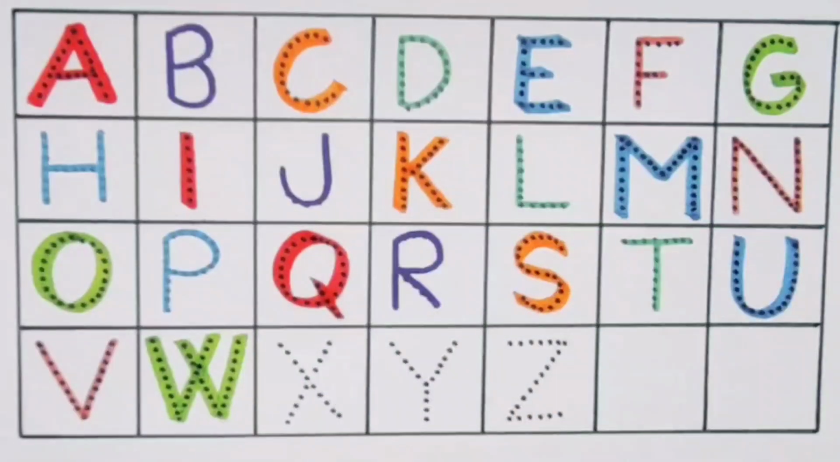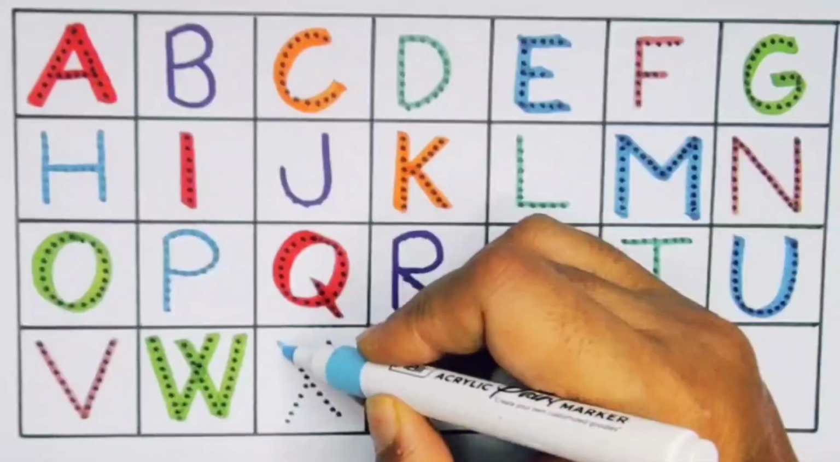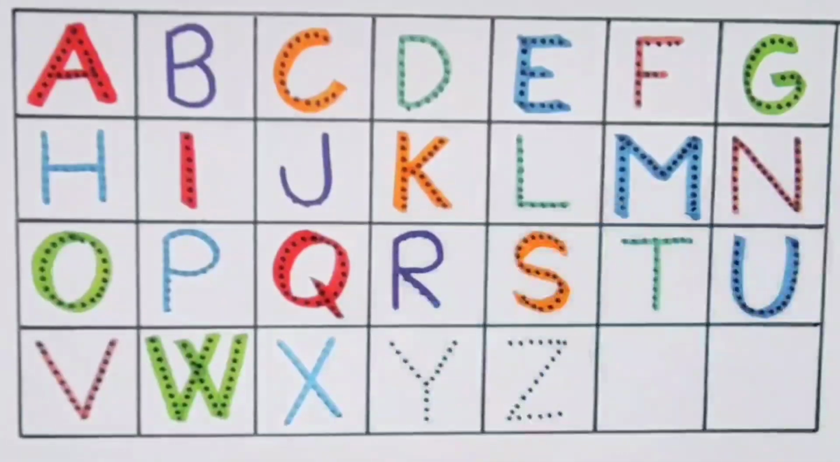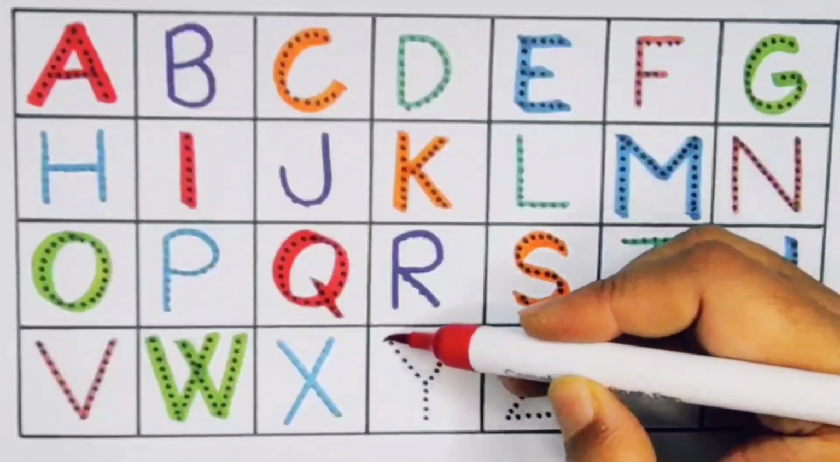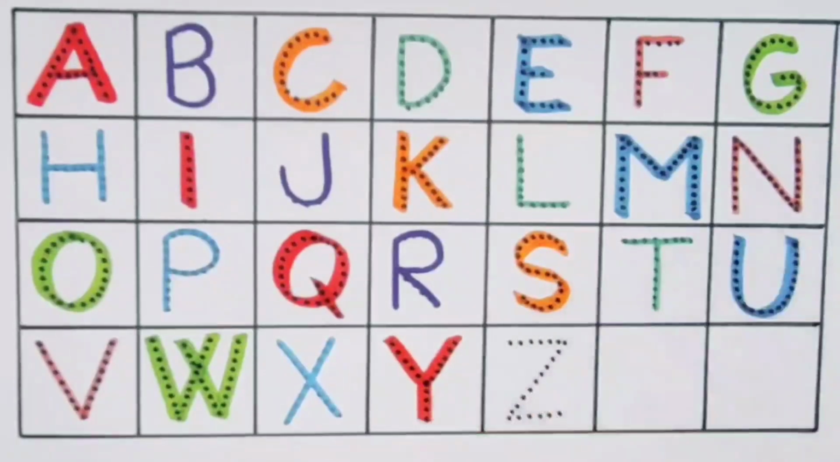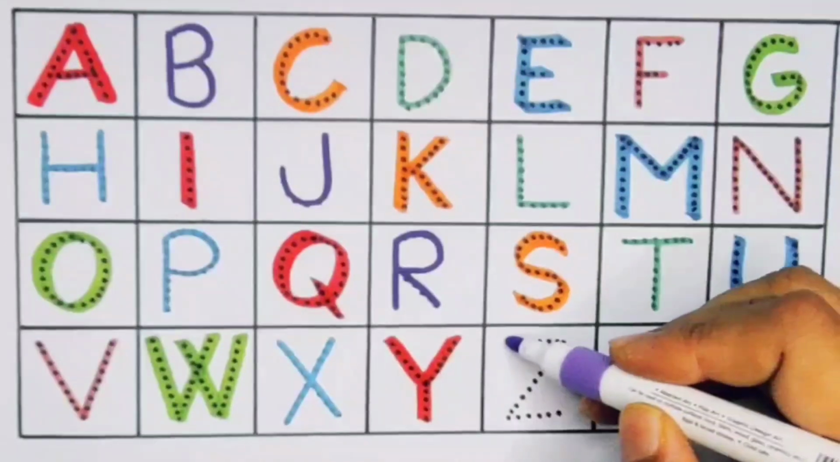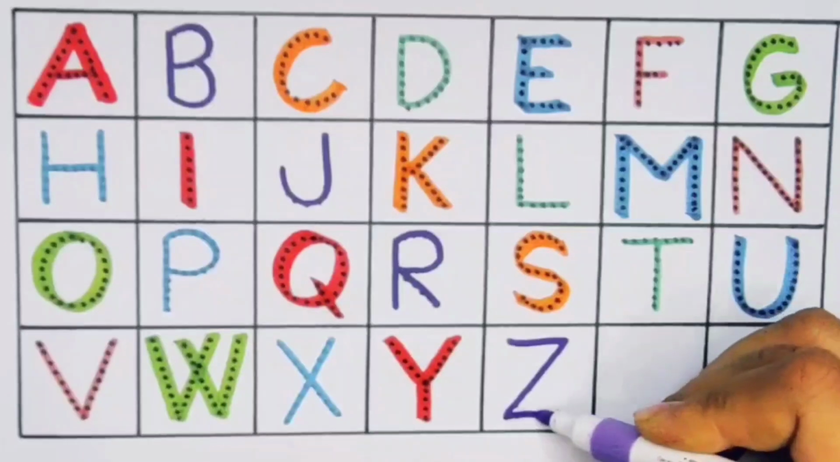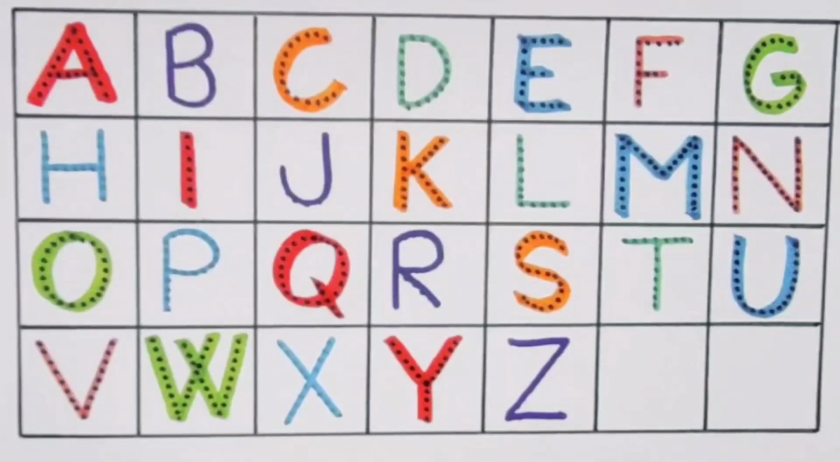Next kids, X for X-ray. Next kids, Y for York. Next, Z for zebra.